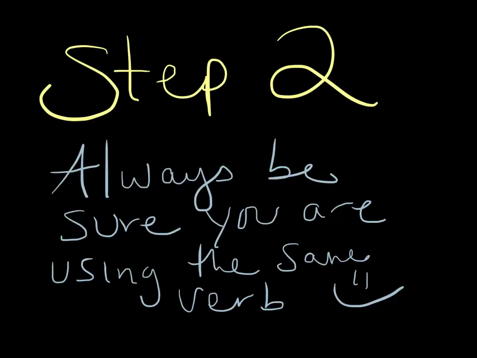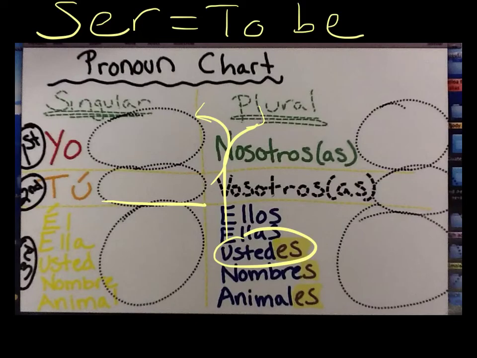Okay, step 2. You always need to be sure that you are using the same verb, and I haven't really mentioned this much. But what that means is, if we're in ser, we have to stay in ser. If we're in tener, we have to stay in tener. So let's review a little bit. Okay, we've got ser. Conjugate it for me. Go. We've got soy, eres, es, somos, sois, son. Remember, no accents in that one.